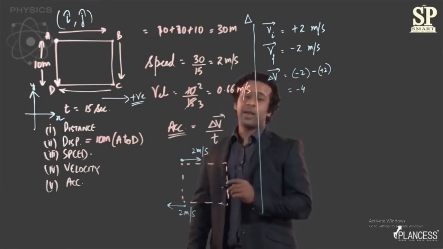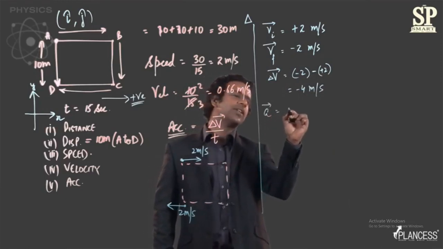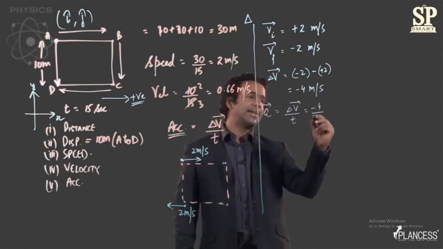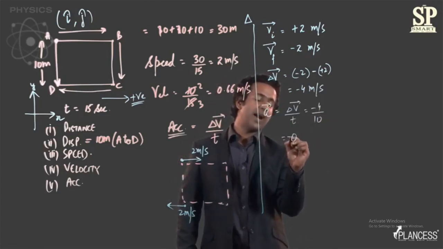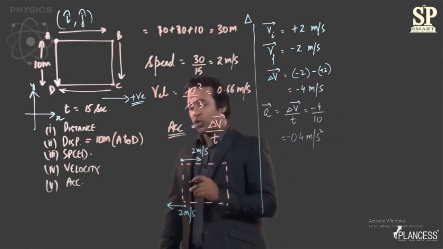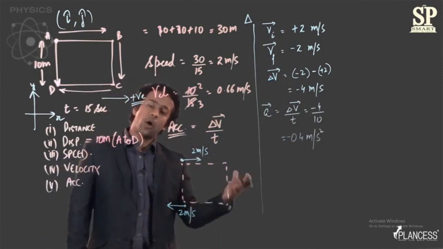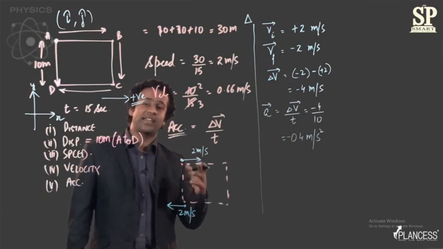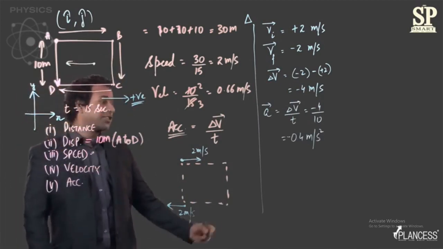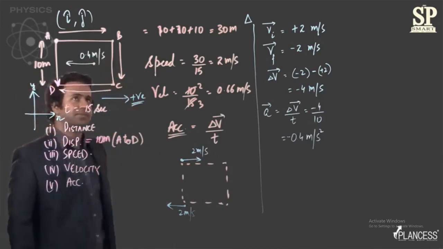So delta V is given by minus 4 meter per second, and acceleration we know is delta V divided by time, which gives us minus 4 by 10, which means minus 0.4 meter per second square. So the negative sign indicates that acceleration points in the direction opposite to the one we have taken as positive. So in this case, acceleration is in this direction and its magnitude is 0.4 meter per second.